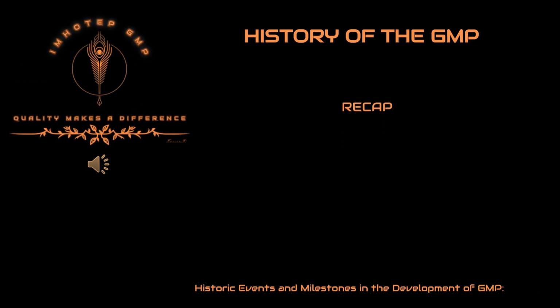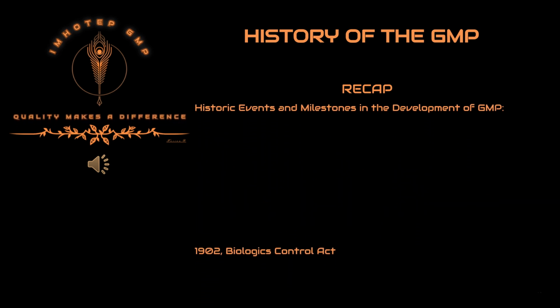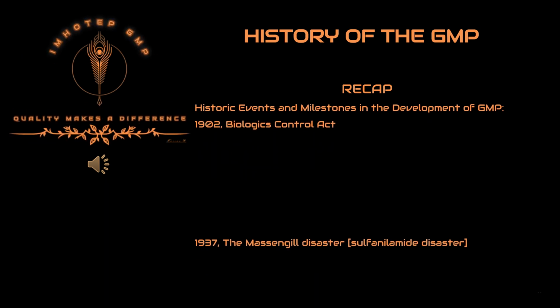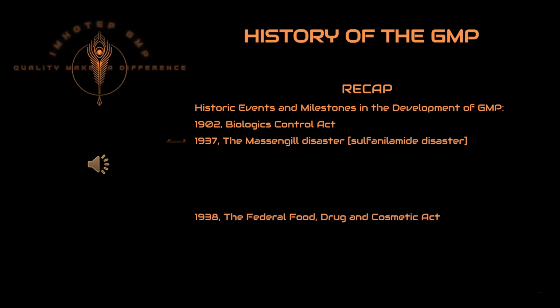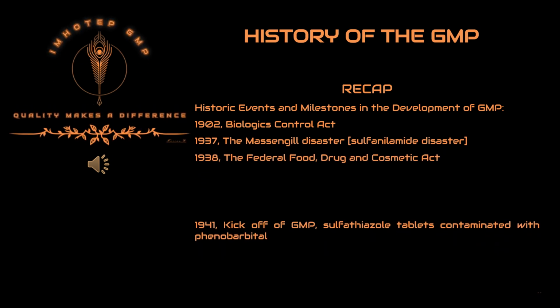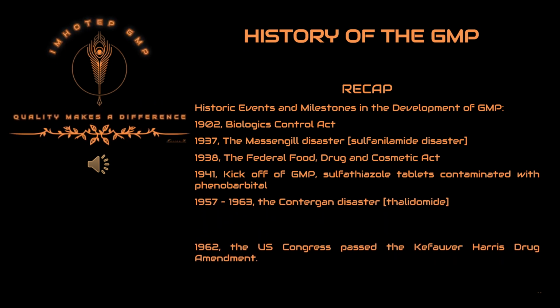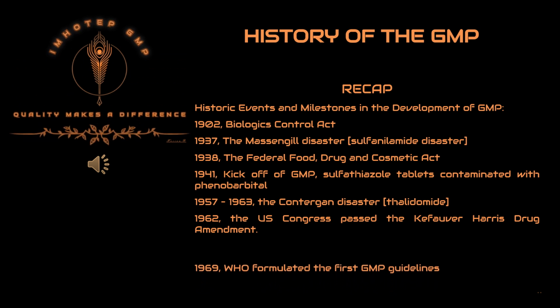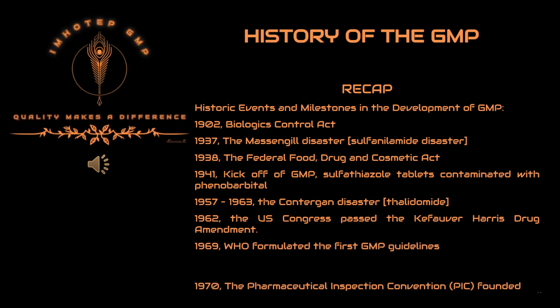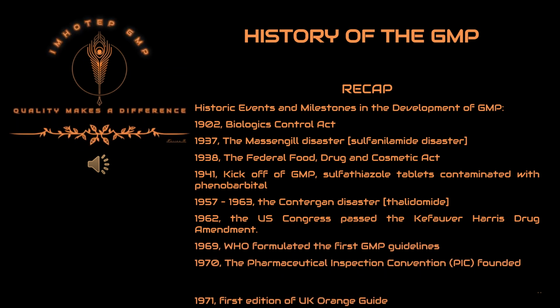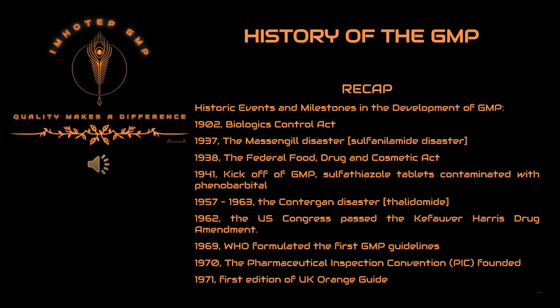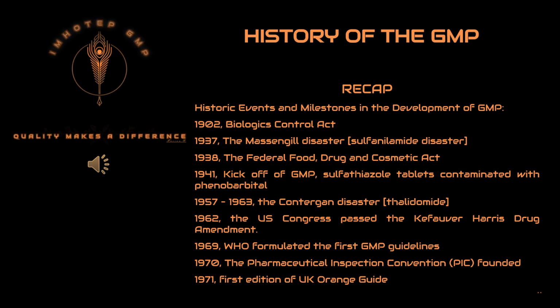Historic events and milestones in the development of GMP. 1902, Biologics Control Act. 1937, the Massengill disaster, sulfanilamide disaster. 1938, the Federal Food, Drug and Cosmetic Act. 1941, kickoff of GMP, sulfathiazole tablets contaminated with phenobarbital. 1957 to 1963, the Contergan disaster, thalidomide. 1962, the U.S. Congress passed the Kefauver-Harris Drug Amendment.